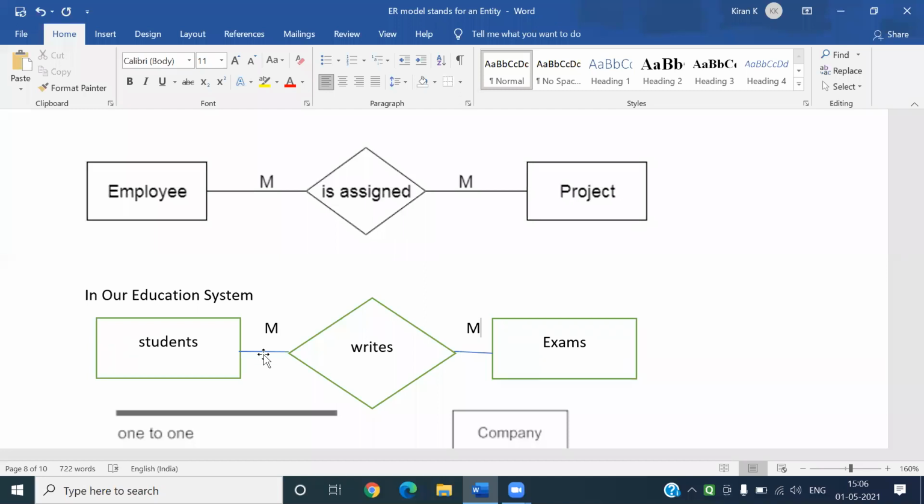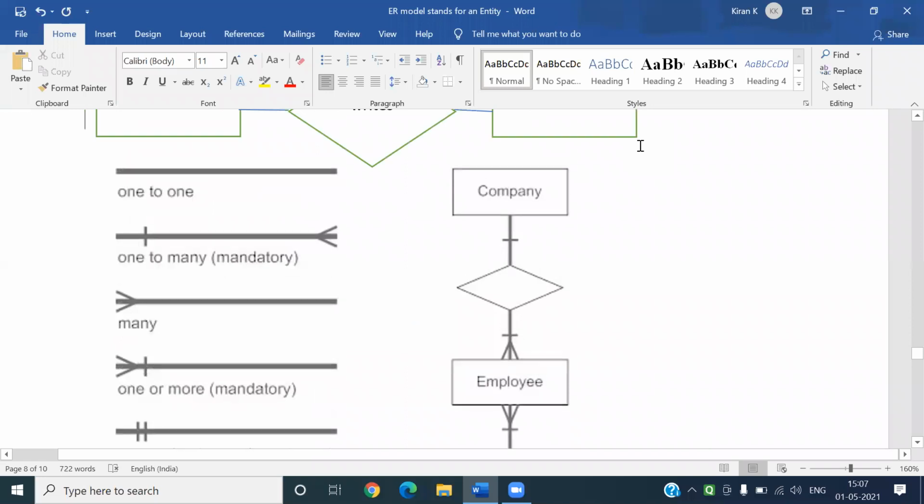Relationship among the entities. Let me say again. There are four types of relationship, my dear friends: one-to-one relationship, one-to-many, many-to-one, and many-to-many. This is how a relationship is.